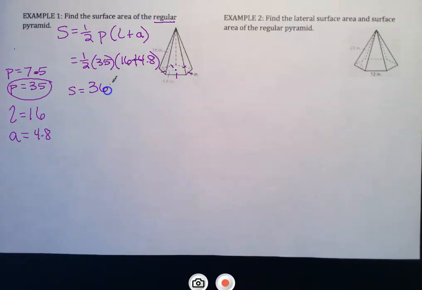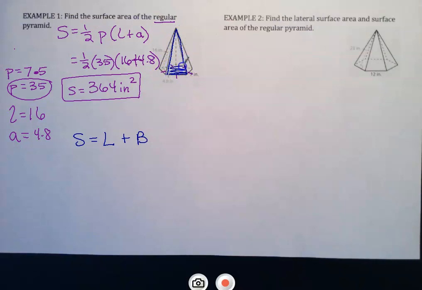So surface area is 364 inches squared. Now, again, you could do the other formula. It also said that S was equal to the lateral surface area plus the base. If you do that, then you have to find the lateral surface area. So what shape is this lateral surface? No, just one surface. It's a triangle.